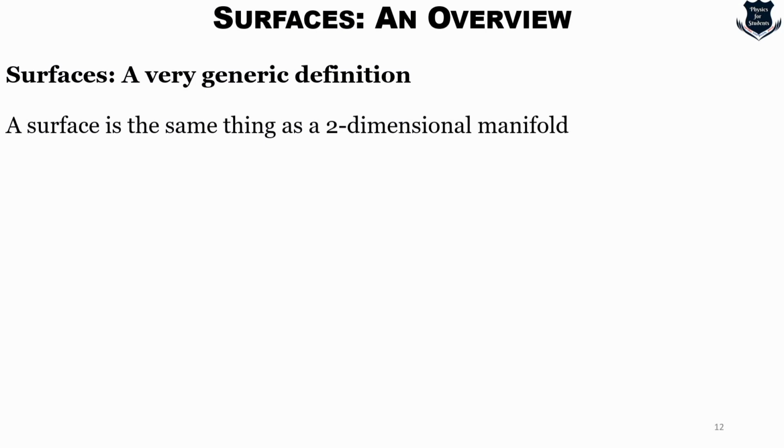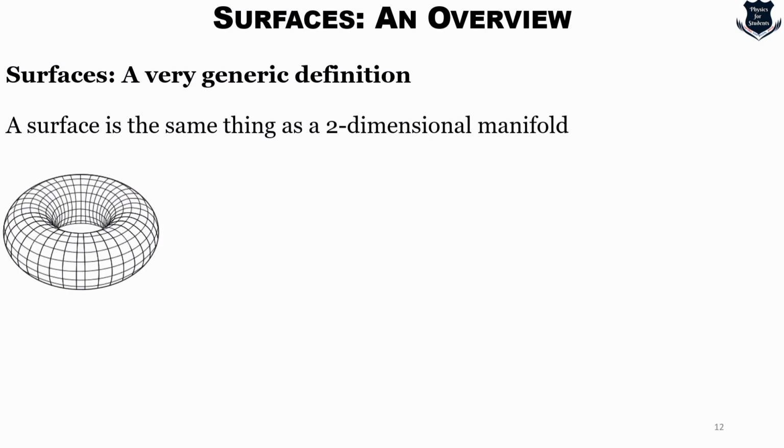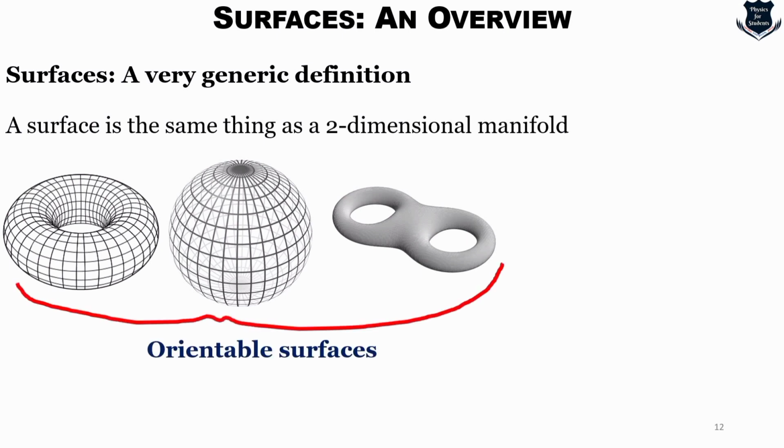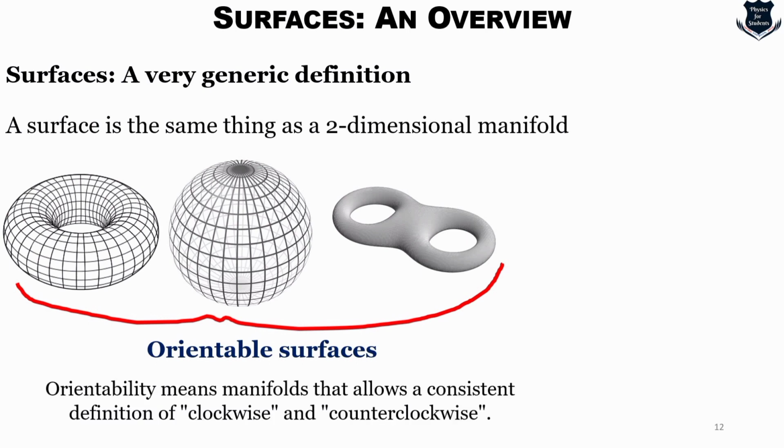So we have already encountered some examples of surfaces. For example, there's a torus, there's a sphere, and a double torus, or triple torus, etc. Now all these are orientable surfaces. Orientable means that they have two sides which you might paint in two different colors. I have spoken at length about the Mobius strip and non-orientable surfaces in my last video on topology, not differential geometry. You can go over and have a look. This gives a clear definition of orientable surfaces, which allows a consistent definition of clockwise and counterclockwise.